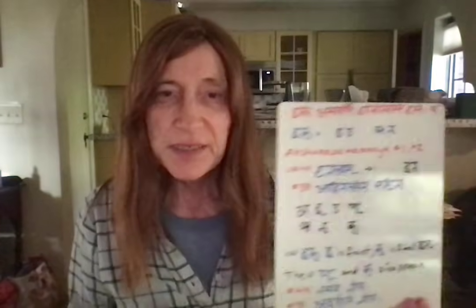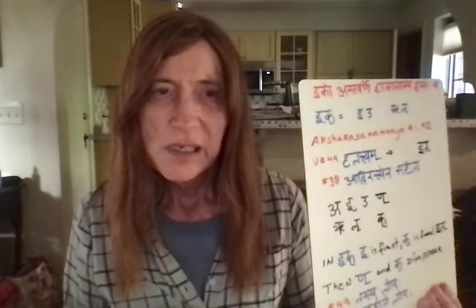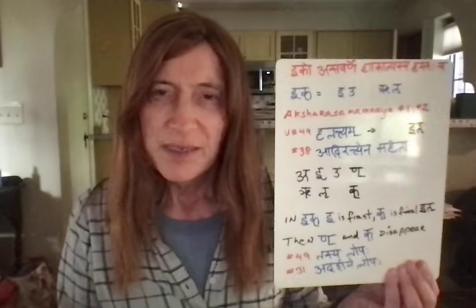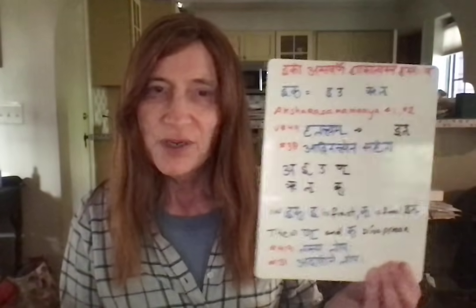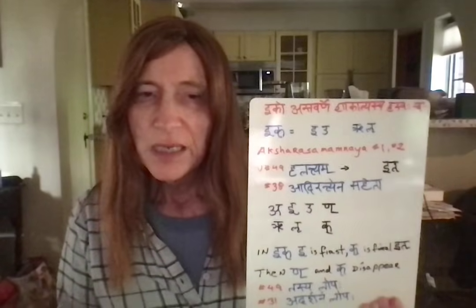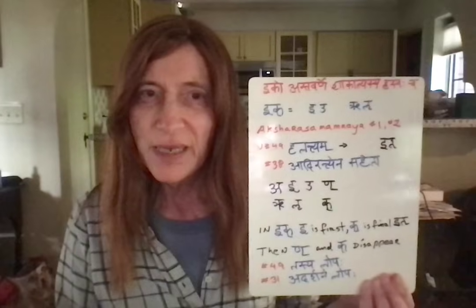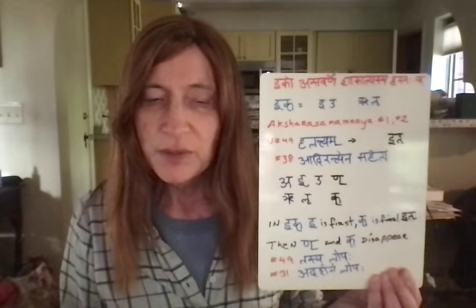Okay, I don't have it on a board, but A-I-Un Ruluk. That's all we need for the pieces of ik. A-I-Un Ruluk. But that's not really the answer. How do we get from the beginning of the Aksharasamamnaya to ik? Well, A-I-Un Ruluk.